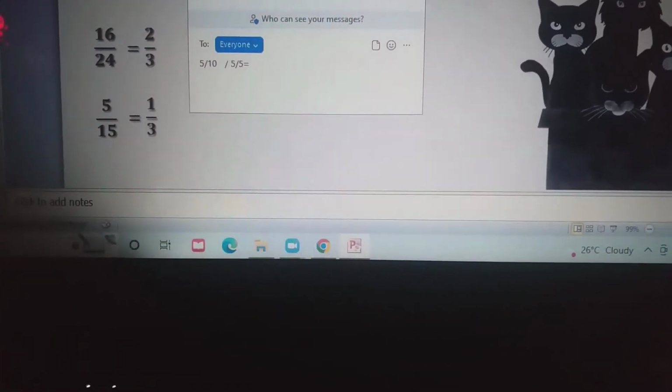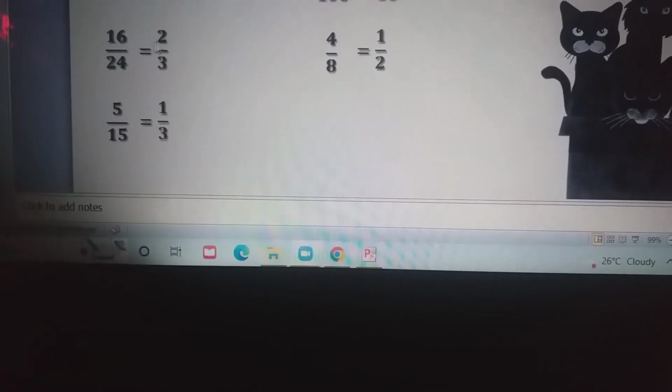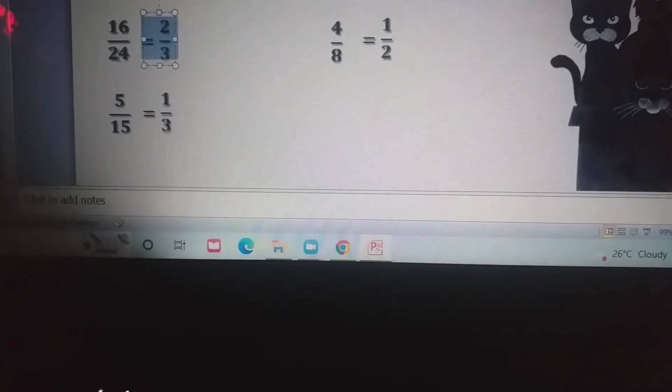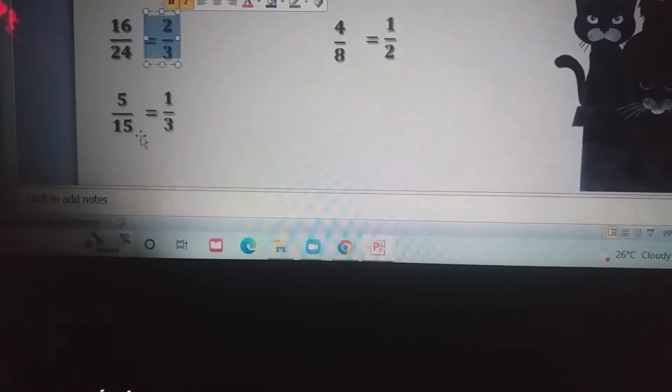Okay? Then, next, for 16 over 24. 16 over 24, so you will divide it by 8 over 8. So, 16 divided by 8, magiging 2. Okay? Then, 24 divided by 8, you have 3. Then, the last one, huwag na lang yung sa kabila.